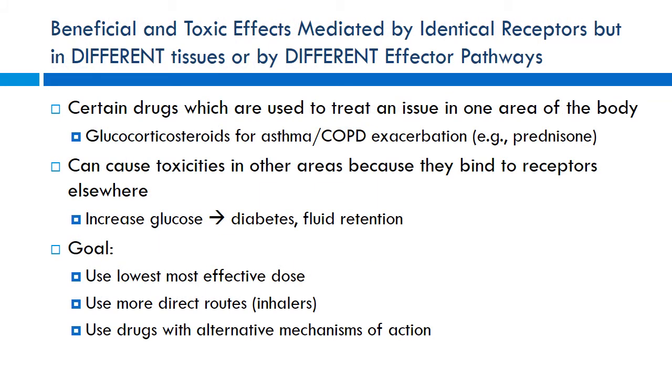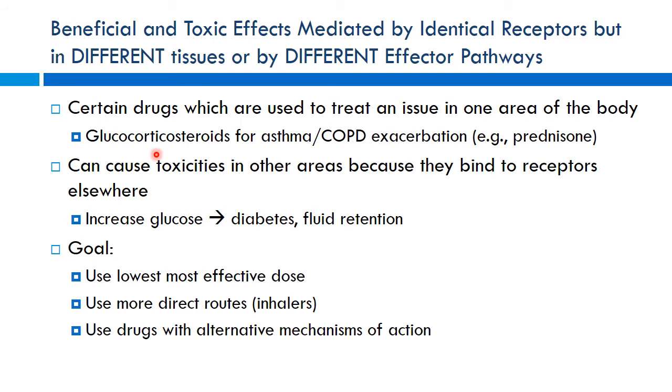Okay, so again, you can have therapeutic effects that occur through one mechanism, and then you can have the toxic effects occur through different effector pathways. A good example of this would be certain drugs. They can be used in one area of the body. So for instance, glucocorticoids, we talked a lot about those in physio already. So what did glucocorticoids do for us? Yeah, they suppress the immune system, good. Yeah, they suppress inflammation, absolutely.